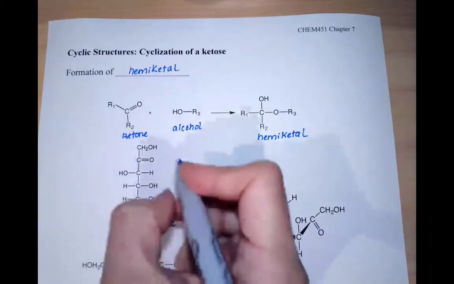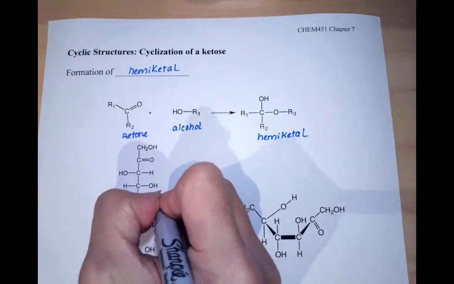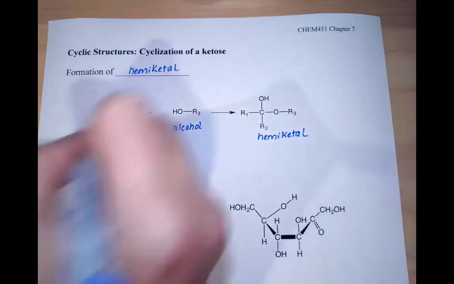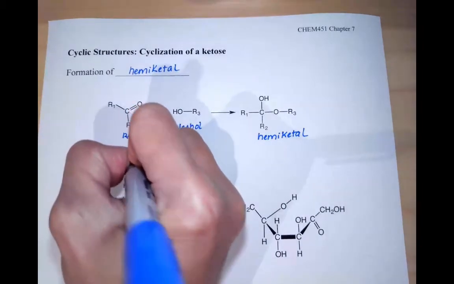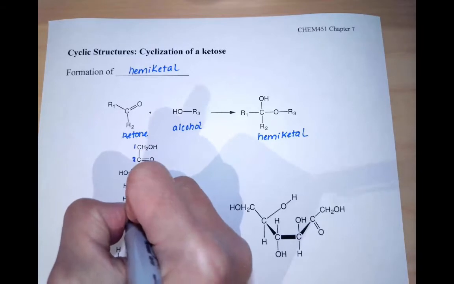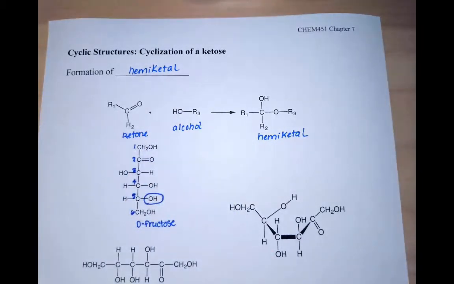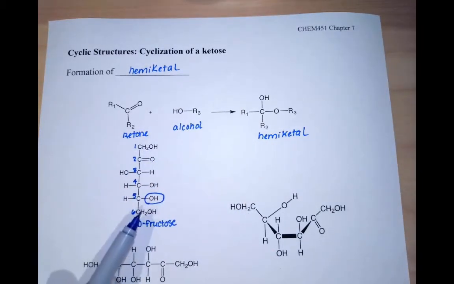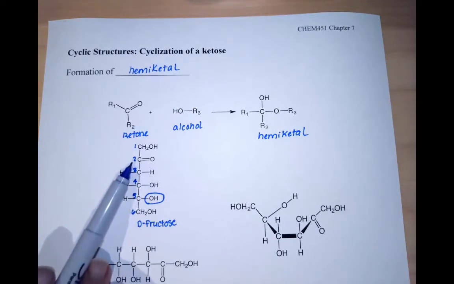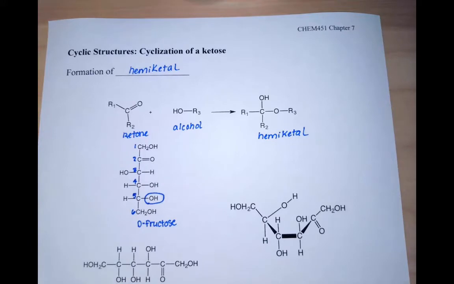So we have the hydroxyl group on the last chiral carbon. In this case, it's carbon number 5. So it's carbon 1, 2, 3, 4, 5, and 6. That is going to actually attack the carbonyl group in D-fructose. In this case, it's carbon number 2, and that carbonyl group is a ketone.